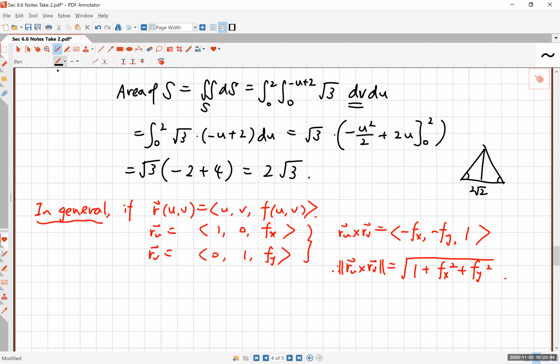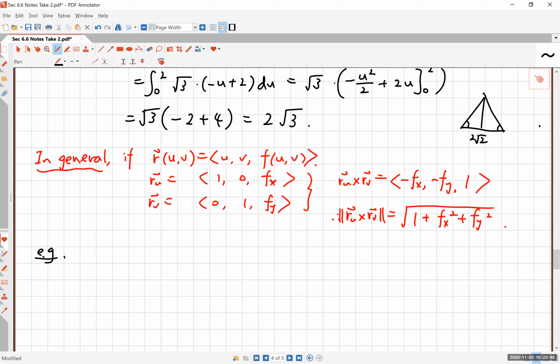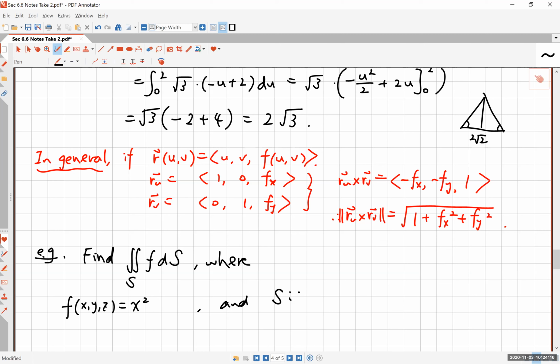All right, let's go back to the main part of this lecture here. This time I want to go into the surface integral, right? So find the double integral of f dS, where f of x, y, z is x squared, and S is, and I will show you what S is.